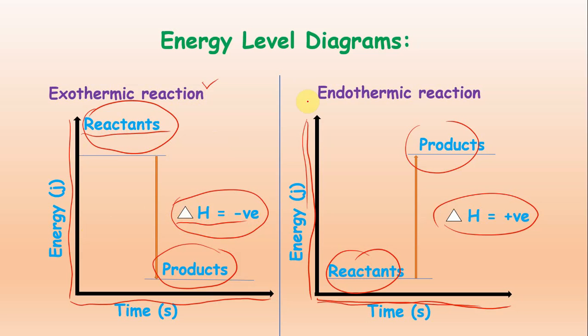When we compare this with the endothermic reaction, reactants react with one another, heat energy is absorbed, so this is moving in an upward direction, meaning that energy is increased. That is the reason products have more energy as compared to reactants, and as a result delta H will become a positive value. So this was the energy level diagram for the endothermic reaction and exothermic reaction.